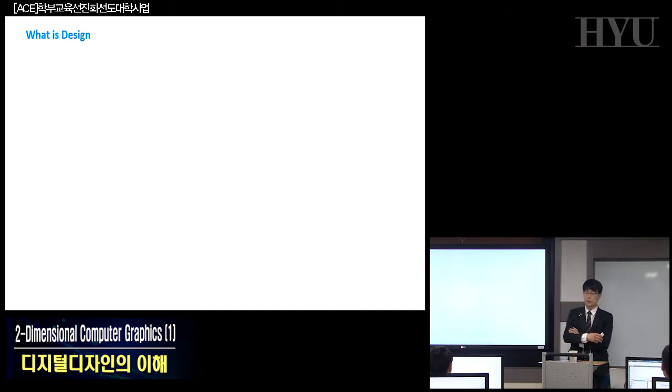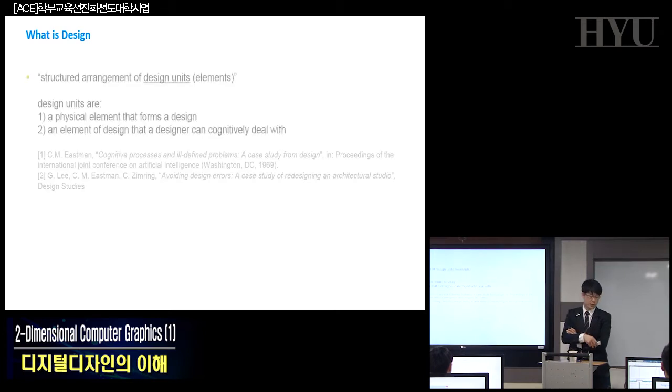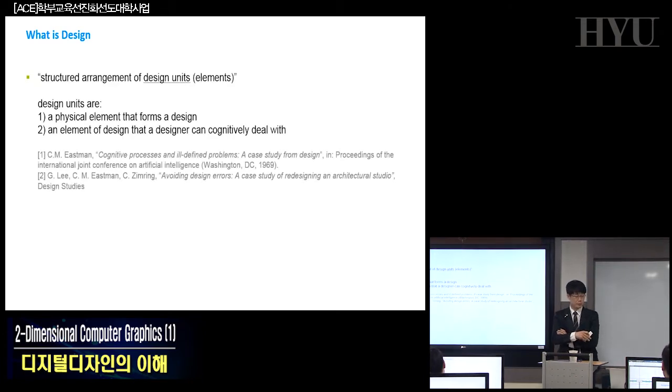So we need to define design first. That's why I brought up this one before. Design is structured arrangement of design units or design elements. We need to define again design units. They are physical elements that form a design. Okay? Physical element that forms a design. Keyword is physical thing, physical element.